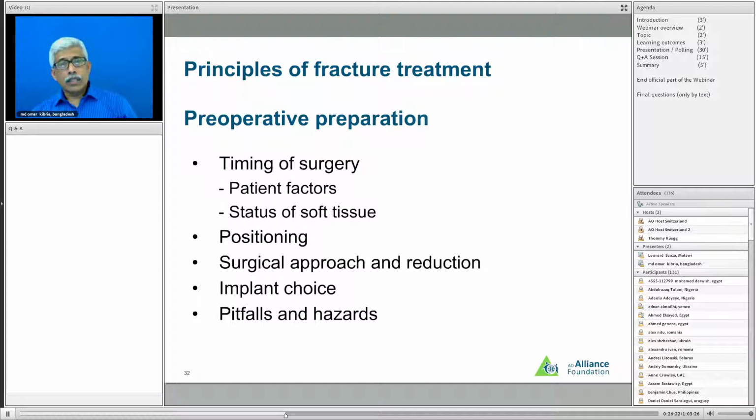Pitfalls and hazards. You should have proper implants for reduction and proper tools for holding. Otherwise, while holding or reducing, the fracture fragment might disintegrate or refracture might occur, or you might have an implant failure at the same time. If you don't have a proper wire cutter or wire bender, while bending or cutting them, you might be in trouble, or putting them inside may be in trouble. So you must look into the implants and instruments before taking the patient for surgery.